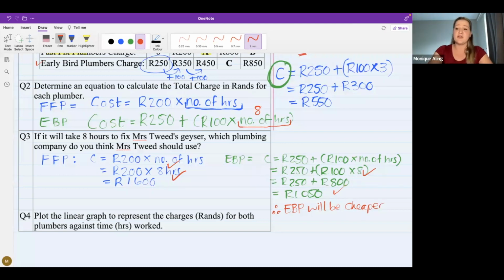Kamohelo wrote, also include by how much it's cheaper. Sorry, Kia. Oh, no, I was just saying that Kamohelo wrote all the calculations in the chat. So that is impressive. I'm so proud of you. And I see Sianda also, well, at least, yeah, nice, answered the question.